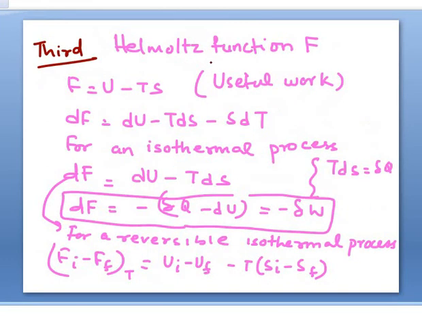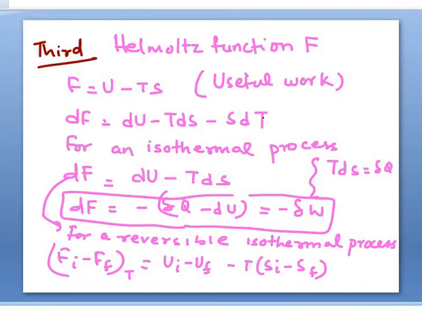Let us go to the third thermodynamic function, which is known as the Helmholtz function. The third and fourth functions represent the useful work done by a system. Some work will go as heat, but this is the useful work. It is sometimes called Helmholtz free energy, and the other is Gibbs free energy. The expression is F equal to U minus TS. In some books they write A equal to U minus TS. Both are okay. So dF will be dU minus TdS minus SdT.